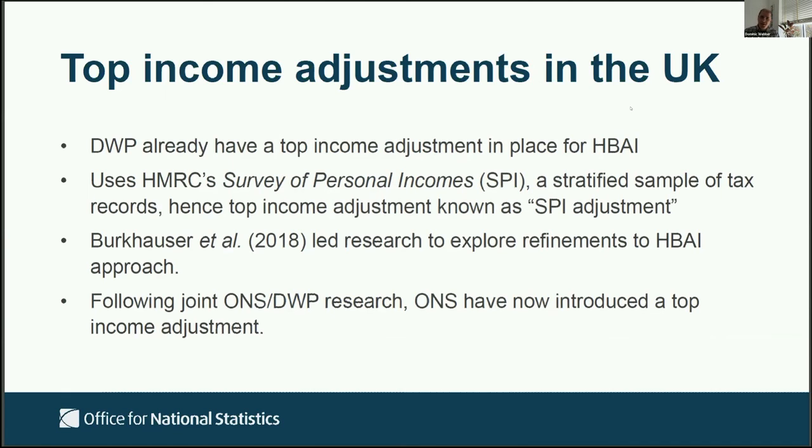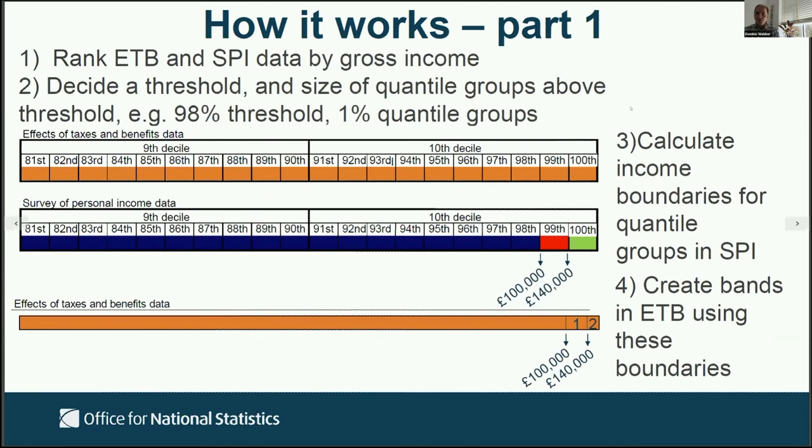More recently, Burkhauser et al. explored the current SPI adjustment and looked at possible refinements that could be made to improve it. And that led ONS and DWP to explore fresh new approaches for ONS to implement into their income statistics. And as a result, we've now introduced a top income adjustment into our stats at ONS. Next slides now, we'll talk about how the adjustment works.